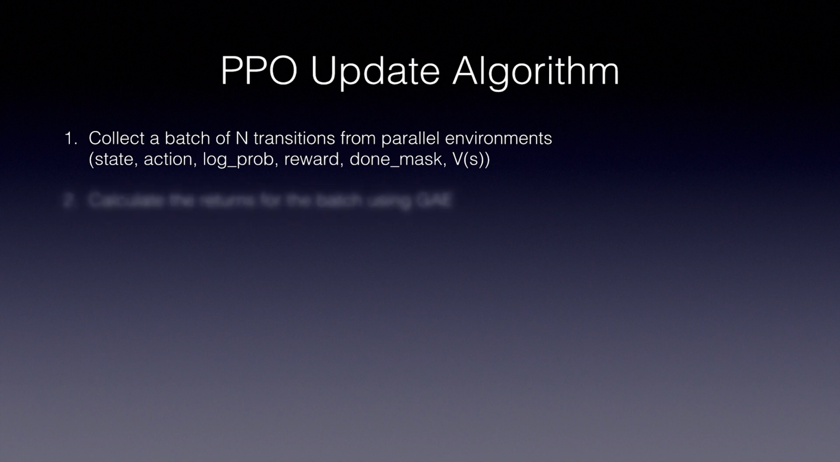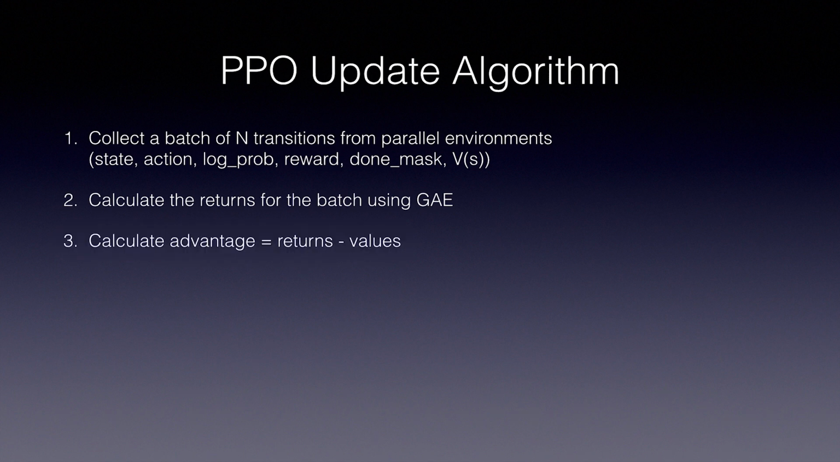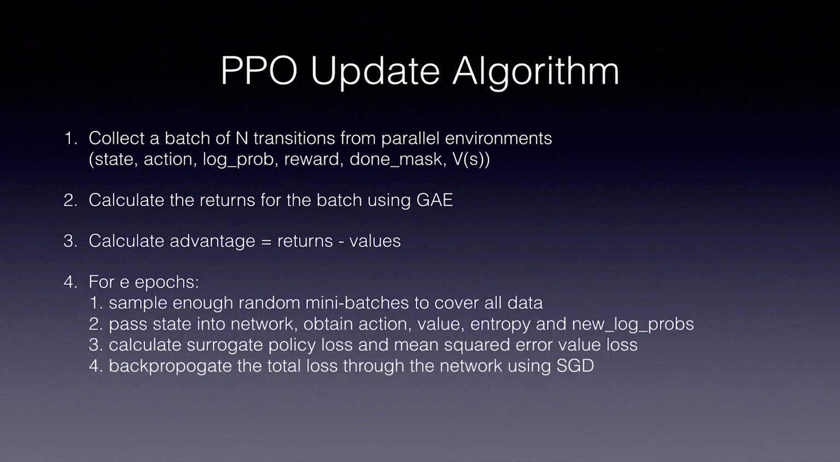Step 2. Calculate the returns for the saved transitions using the GAE algorithm. Step 3. Calculate the advantage, which is the returns we just calculated minus the values of the states. Step 4. We're going to loop for epochs. 1. Sample enough random mini batches from stored transitions to cover the entire batch.